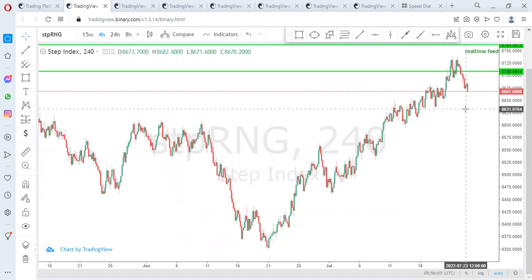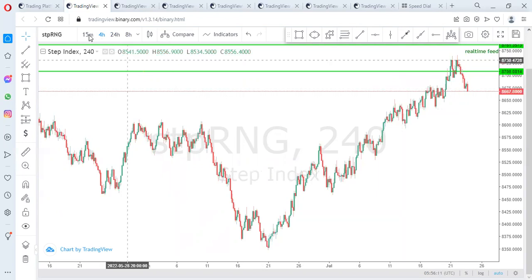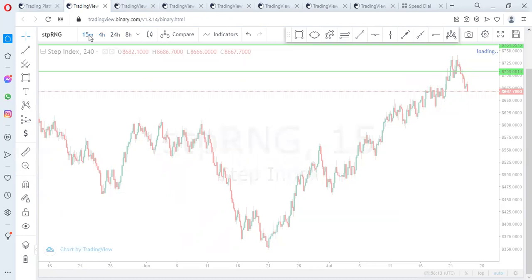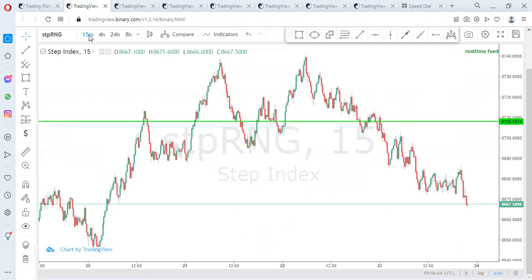So I went straight to my 15 minutes time frame to look for lower time frame entries. Basically, I use smart money for my entries. Irrespective of the style I'm trading per time, my entry is always a smart entry.